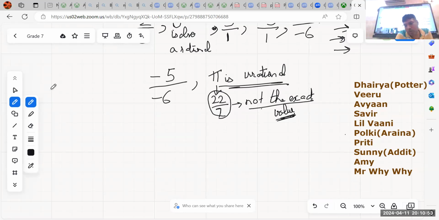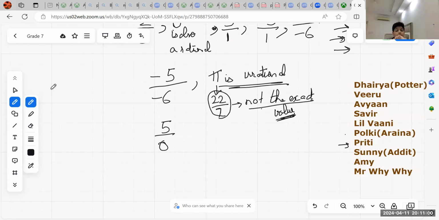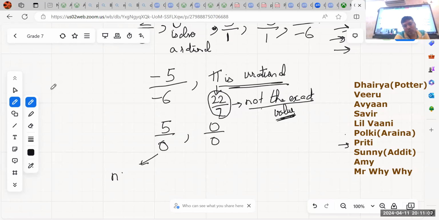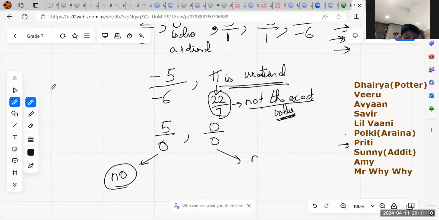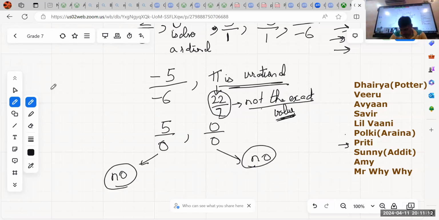So next chance goes to Preeti. What about 5 by 0? Rational or not? No. Next chance goes to Dheeraj. What about 0 by 0? Sir, no, not a rational, because q is equal to 0. The denominator cannot be 0.